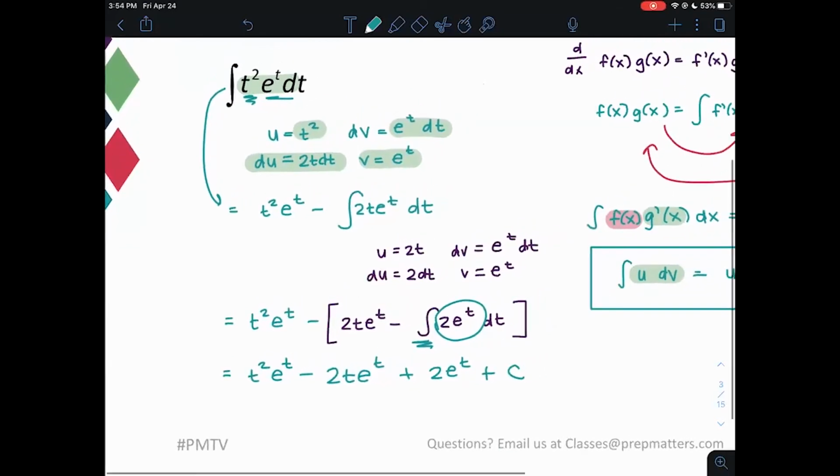Now, if you start to add different constants throughout your steps, those constant values are going to be different. So this value of c would be different than a value of c if we just did, for instance, a value of c right here. I tend to just not deal with it until the end, but make sure you do add on that plus c at the very end.